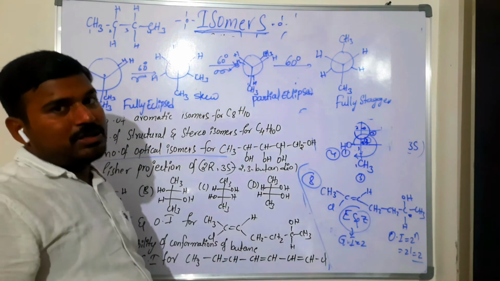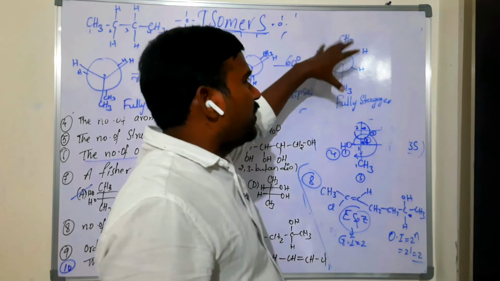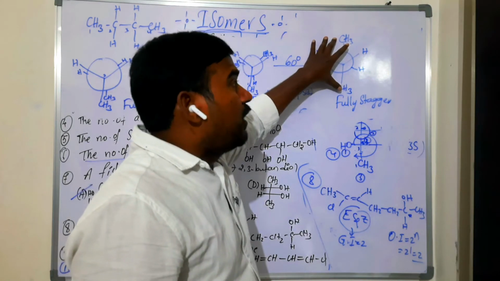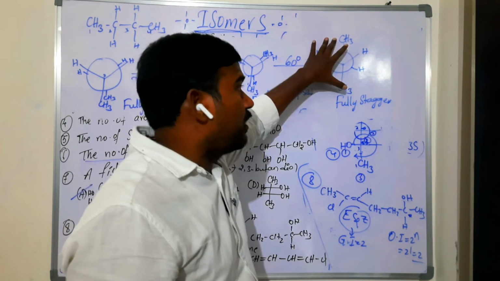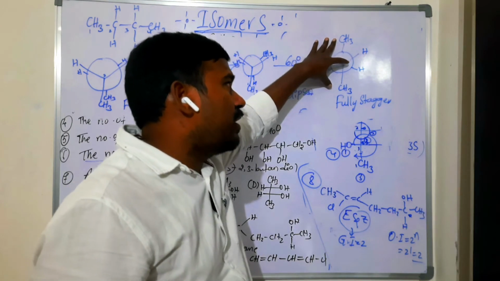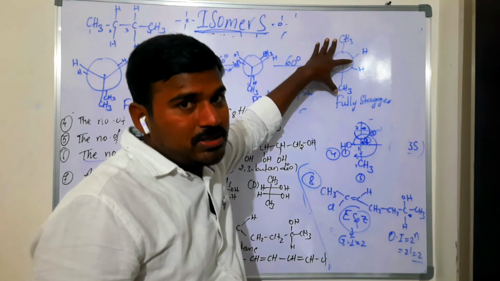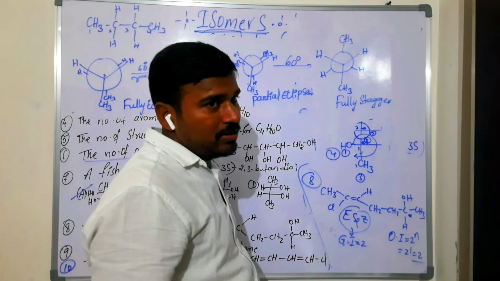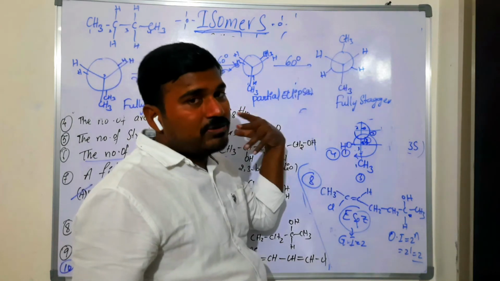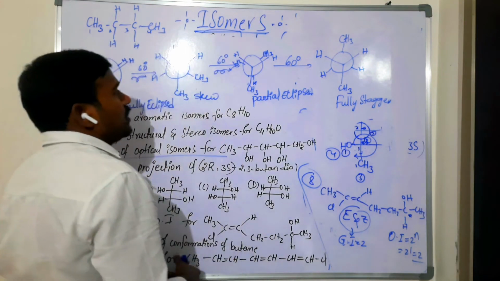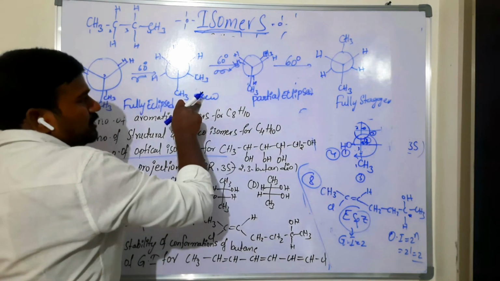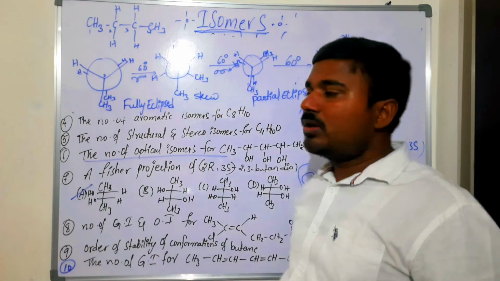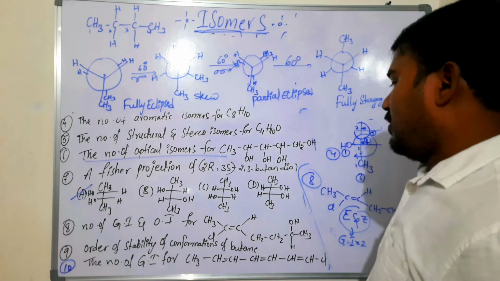Among these, which conformation is more stable? The fully staggered conformation is more stable because the torsional strain is less, as well as the van der Waals repulsive forces. Torsional strain is when two atoms are present very close together. Van der Waals repulsion is between molecules or atoms. Now each atom is far from one another, so fully staggered is more stable than skew, then partially eclipsed, and the least stable is fully eclipsed conformation. So that is question number 9.